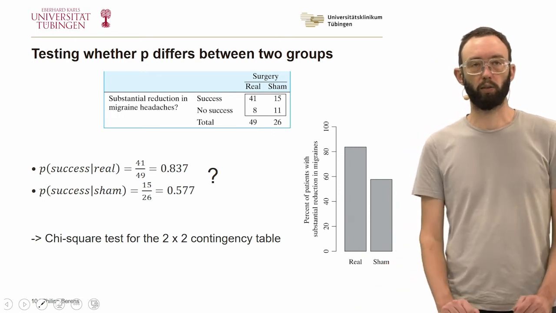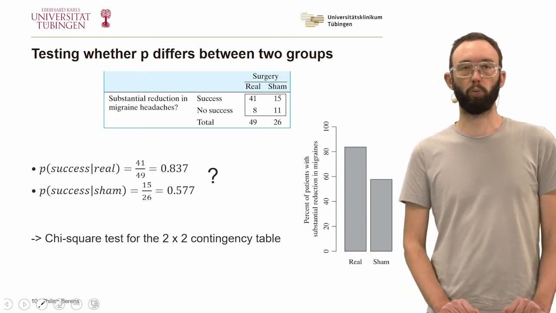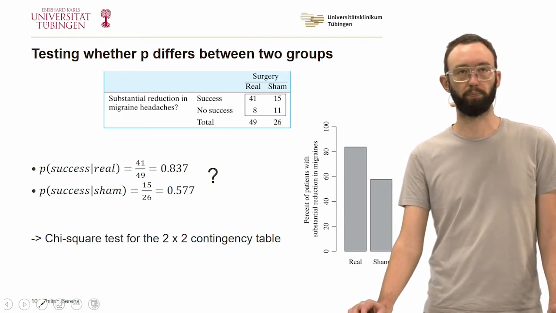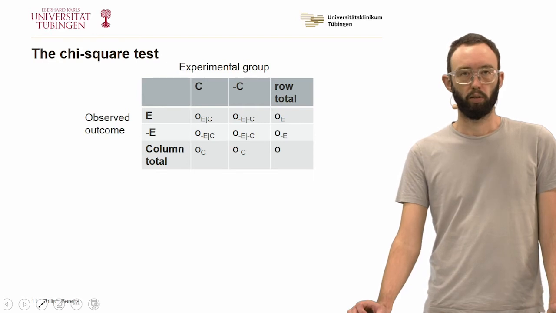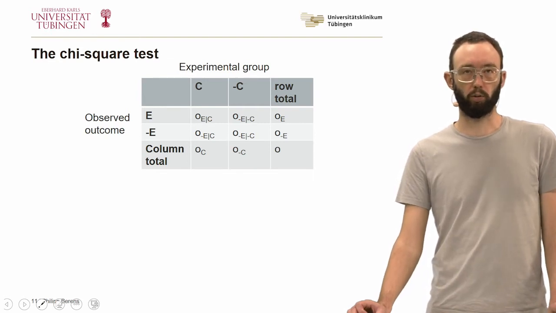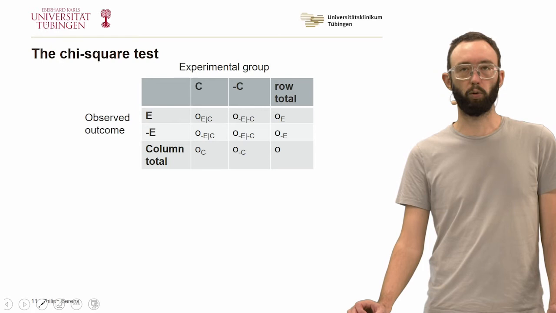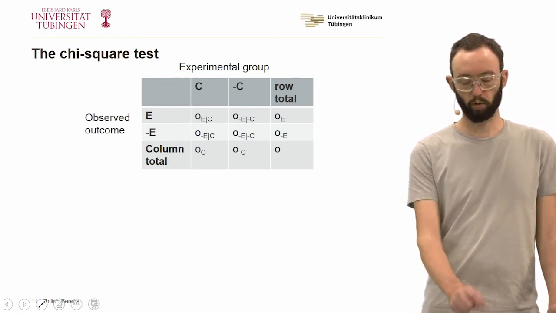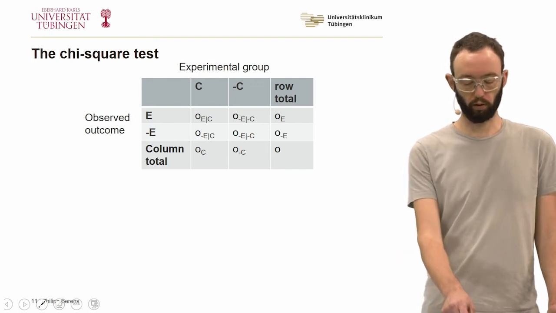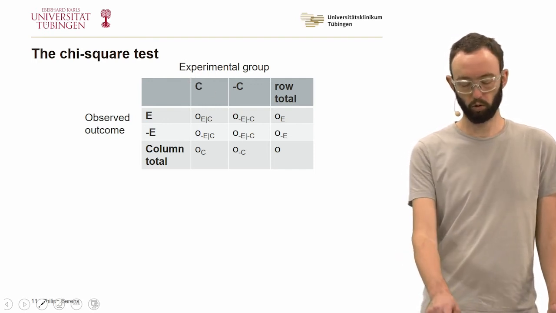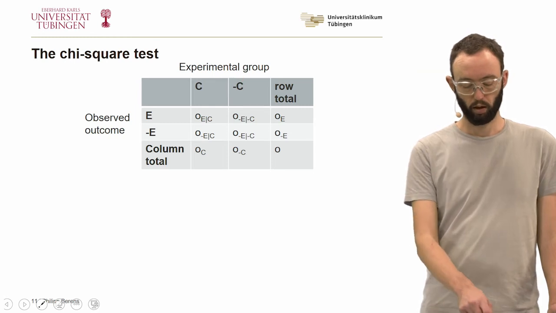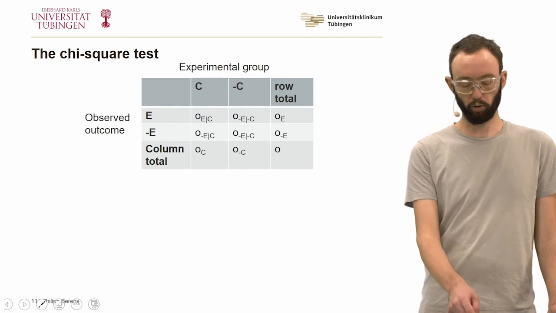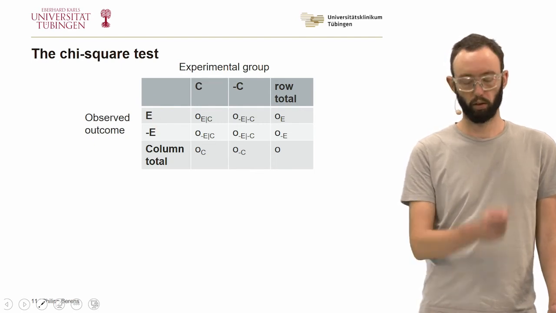The test that we use for that is the so-called chi-square test for the 2x2 contingency table. And I will take you through the steps of that test now. So this is how a 2x2 contingency table looks on an abstract level. And we will make a concrete example in a minute. Here in this row, we have our experimental group. It's either C or not C. Here we have the observed outcomes. And it's either some event happening or the event not happening.